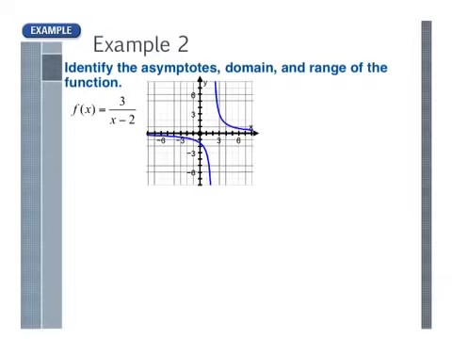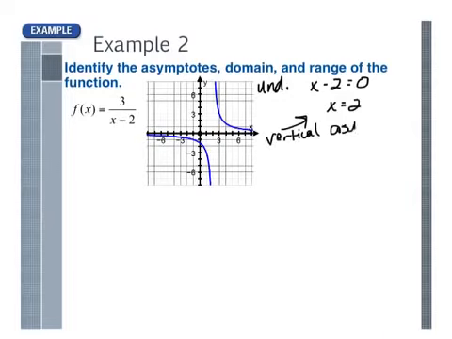Example 2. This question is asking us to identify the asymptotes, domain, and range for this function. So this is directly related to where your function is undefined. So it's going to be undefined whenever your denominator is equal to 0. So we're going to set the denominator equal to 0 and solve, and you're going to get x equals 2. This means that you're going to have a vertical asymptote at x equals 2.